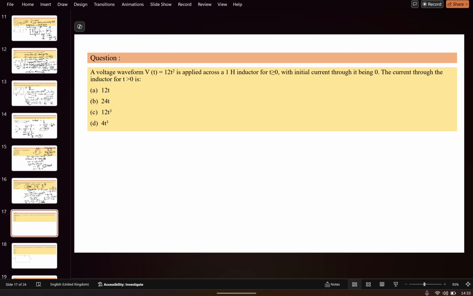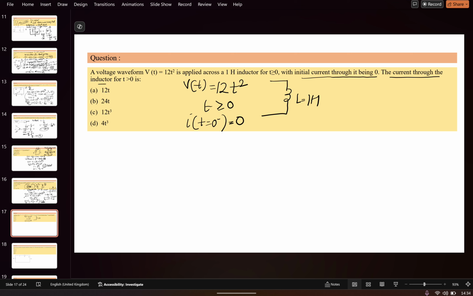In the next question, it is telling that there is a voltage waveform. The voltage waveform is given as V(t) is equal to 12t square, and this is appearing across an inductor L equal to 1 Henry, for time t greater than or equal to 0, with initial current through the inductor equal to 0. It means that I(0 minus) is equal to 0. Okay, so the current through the inductor for t greater than 0 is.